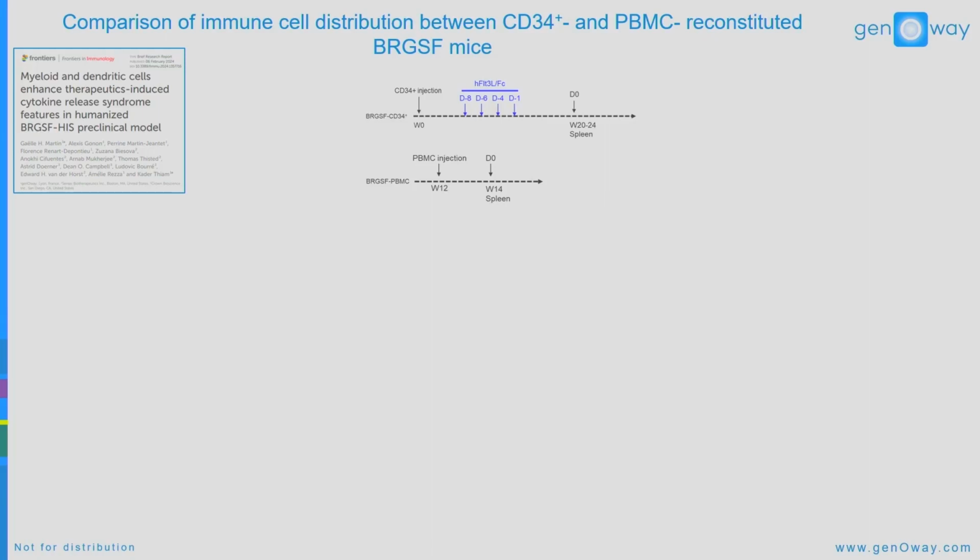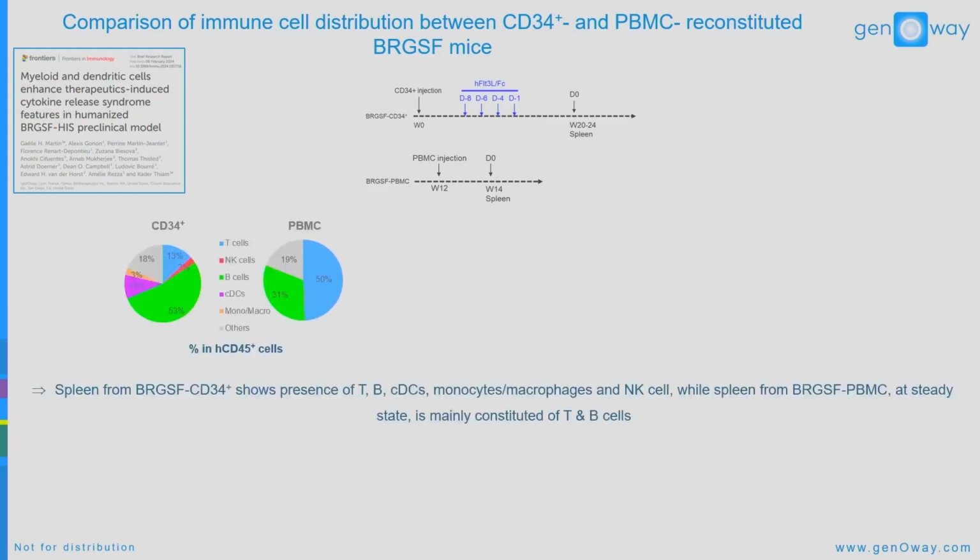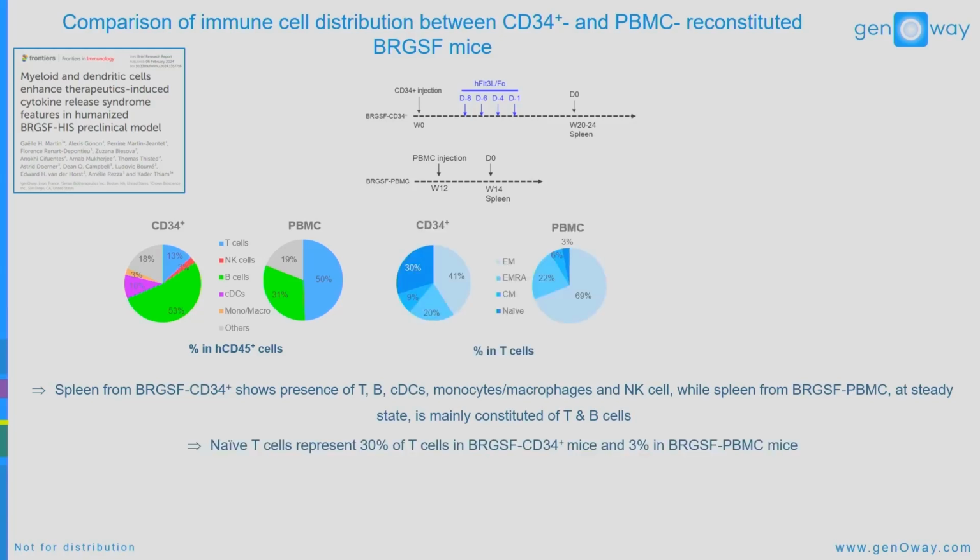First thing we did was just to compare the immune populations without any treatment. This is what we observed. In the PBMC reconstitution in that study, 50% of the human cells were T cells, 31% were B cells. In the cord blood cell reconstitution, it was the opposite. We had 13% of T cells and a majority of B cells, as reported in any HIS model. Then we looked into the activation status of the T cells.